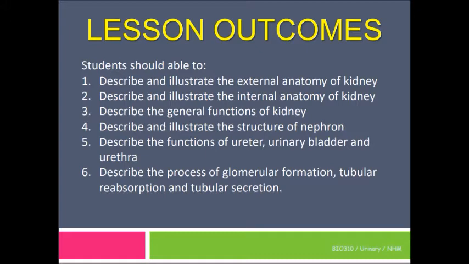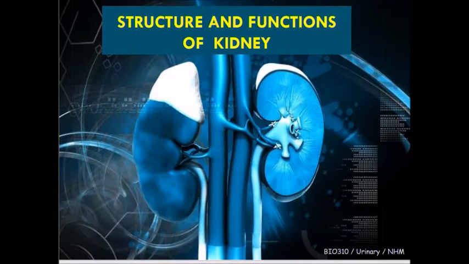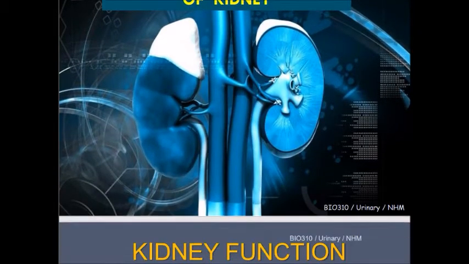You should also be able to illustrate the structure of the nephron, the functional unit of the kidney, and the function of each part involving the ureter, urinary bladder, and urethra. Later you also need to be able to describe the process of glomerular filtration, tubular absorption, and also tubular secretion. So now let's look at the structure and the functions of the kidney.